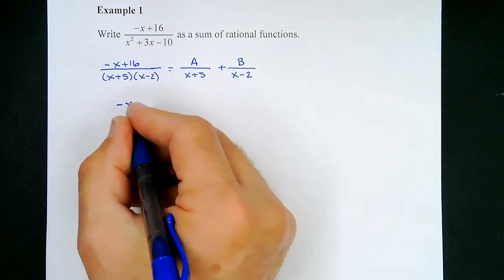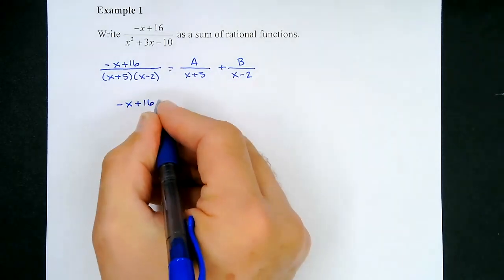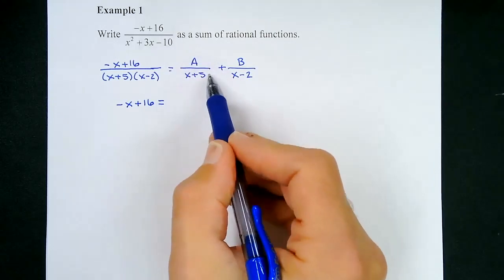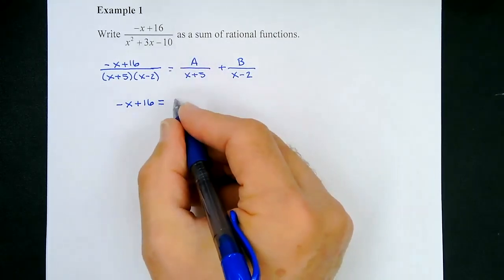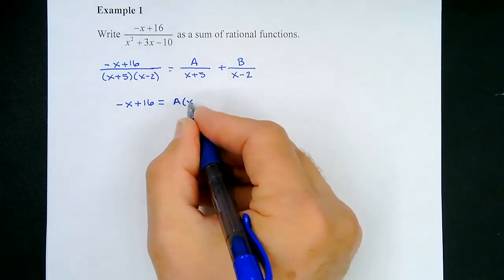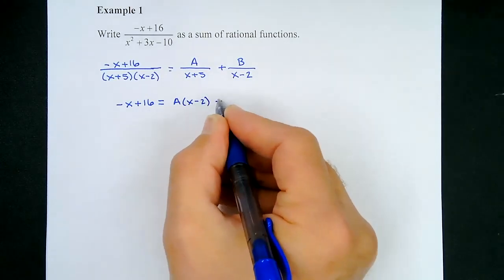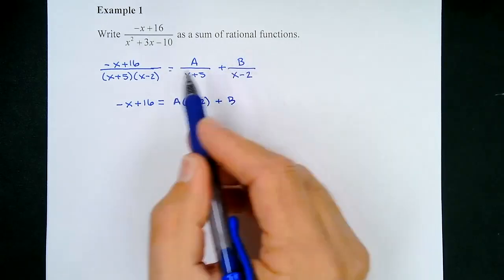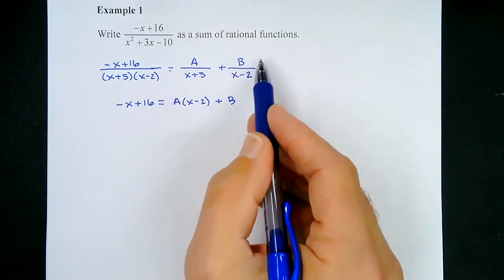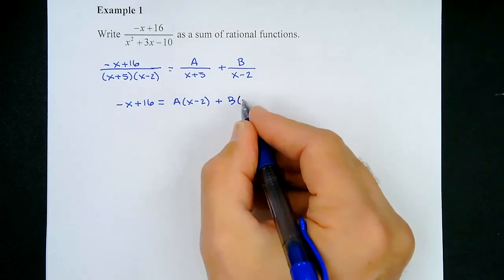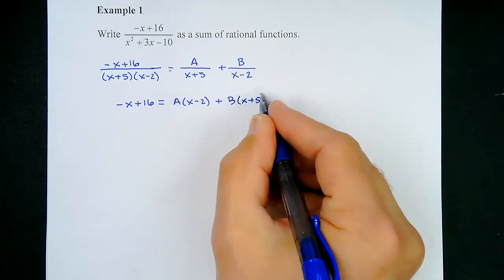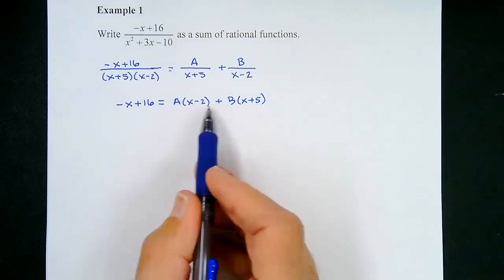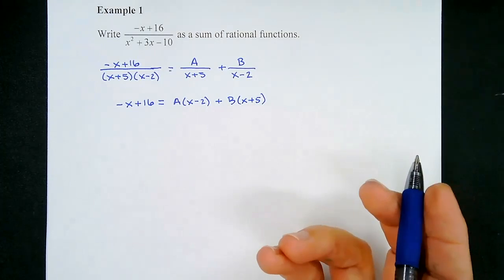So negative x plus 16 equals, when I multiply this by x plus 5 and x minus 2, my x plus 5s are going to cancel, and I'd be left with A times x minus 2. And when I multiply this fraction by x plus 5 and x minus 2, my x minus 2s would cancel, and I'd have B times x plus 5. Okay, so now what we need to do is make one of these drop out and become 0, because then we're going to be able to solve.